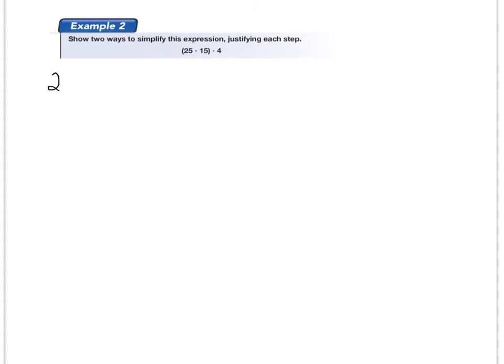Okay, well, here's the expression. One thing I could do is just to follow PEMDAS and multiply it on down. Okay, so I could start by doing 25 times 15. Okay, and I'm going to get my calculator here quick, so I don't have to write that out. I could just do 25 times 15, and that's 375.